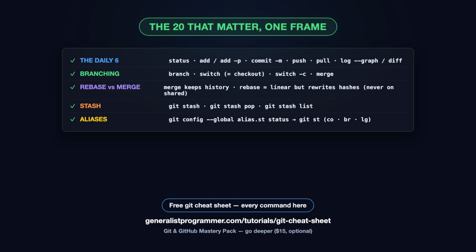Git stash to shelve work in progress and switch context with a clean tree, then stash pop to pick it right back up. And aliases to turn all of it into a few keystrokes you will actually remember. You do not need the other 130 commands to be genuinely good with Git, you need these, used with confidence, and the confidence comes from using them, not from reading about them.